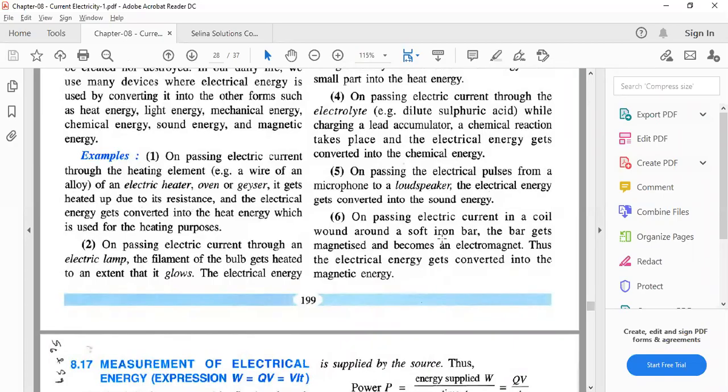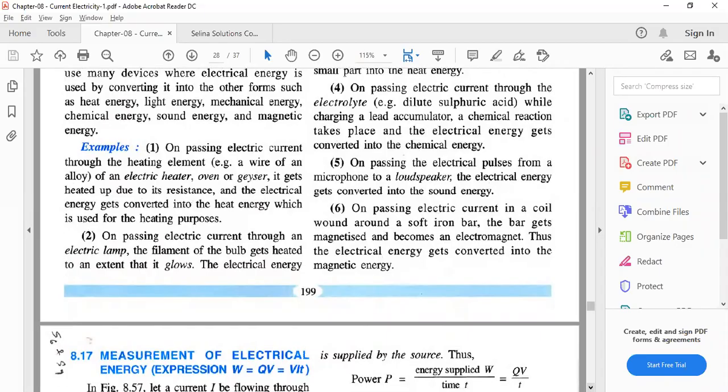Now what about this? When an electric current passes through a coil wound around a soft iron bar, the bar gets magnetized and becomes an electromagnet. We have studied this topic in ninth. In this case, electrical energy gets converted to magnetic energy. I hope you understood. When you have a soft iron bar and the coil is wound around it, the bar gets magnetized when you pass electric current through that coil, and it becomes an electromagnet. Okay, we know about it.